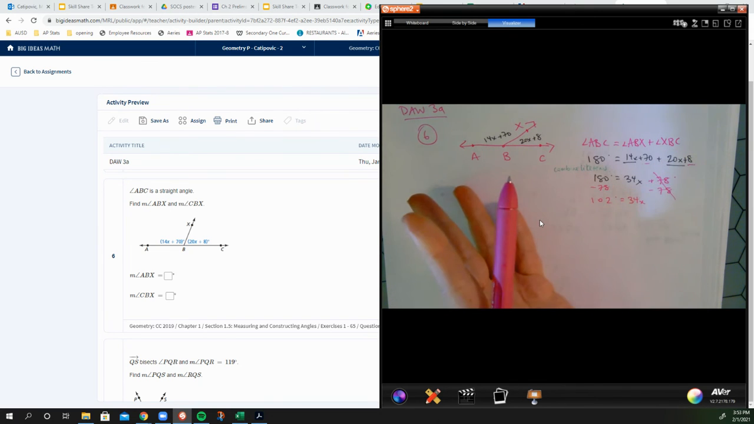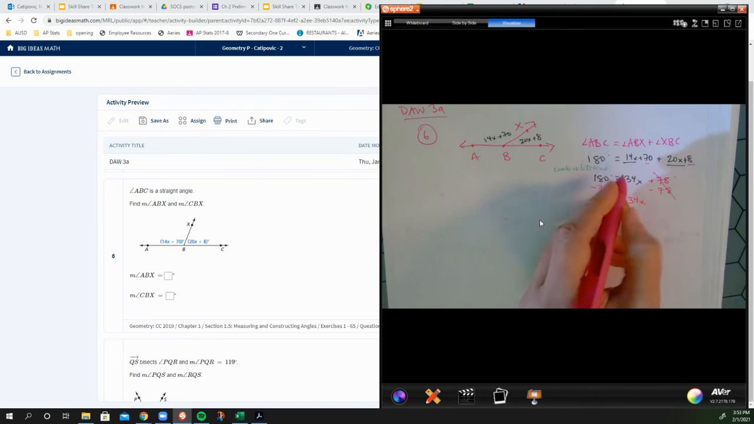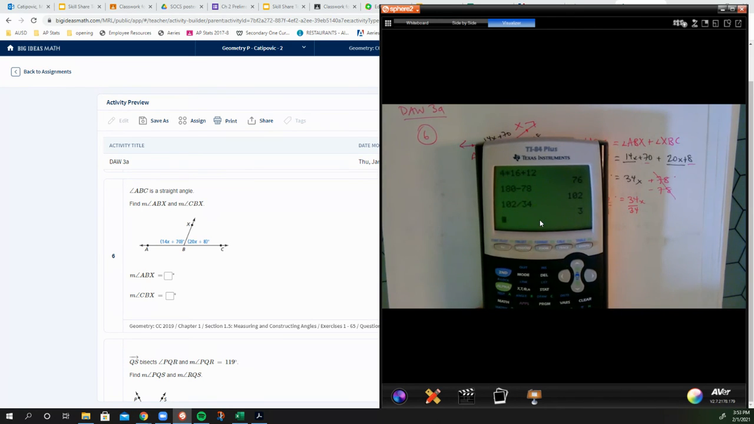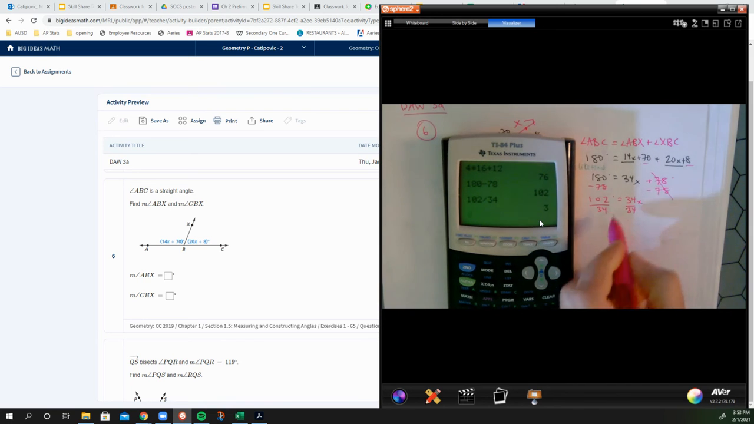So close. Now I've got 34 x's. It's a little too many. I only want one. So I'm going to divide by 34 to get rid of the multiplying by 34. So I'm going to do 102 divided by 34 on my calculator. 102 divided by 34 is 3 degrees equals x.